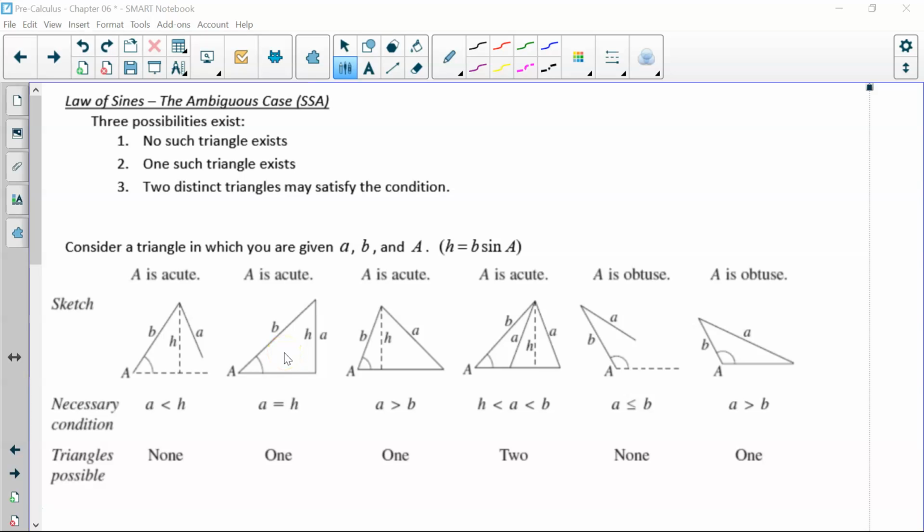Welcome to part 2 of section 6.1, the law of sines. Today we're going to be talking about the ambiguous case.